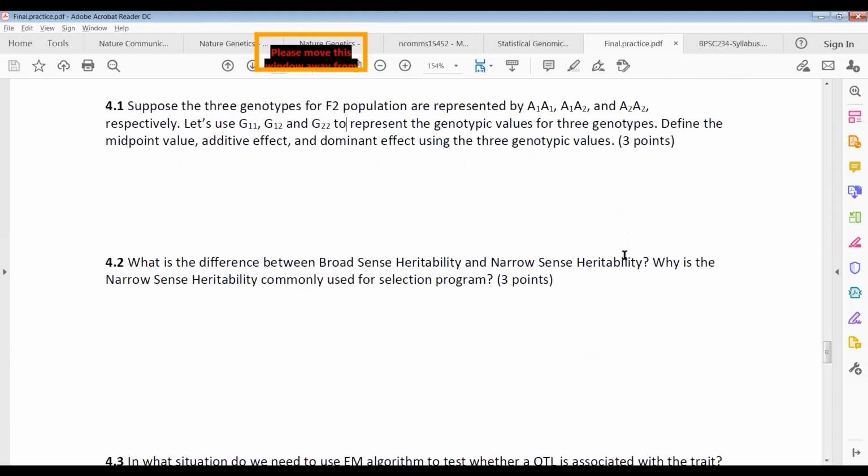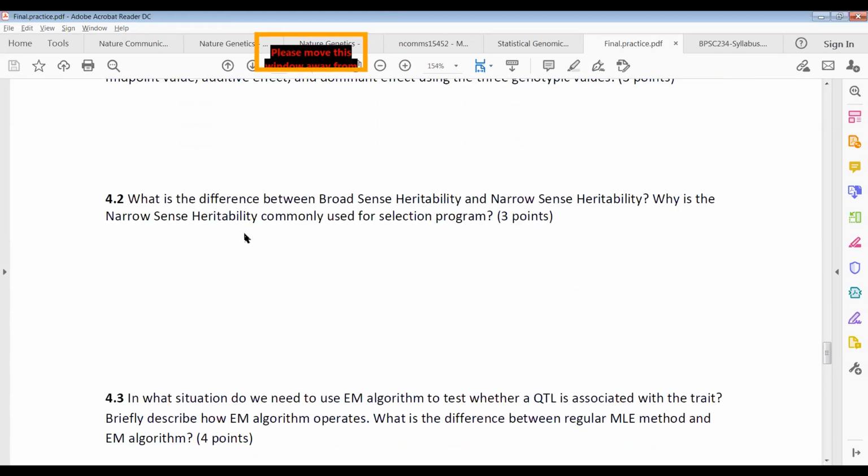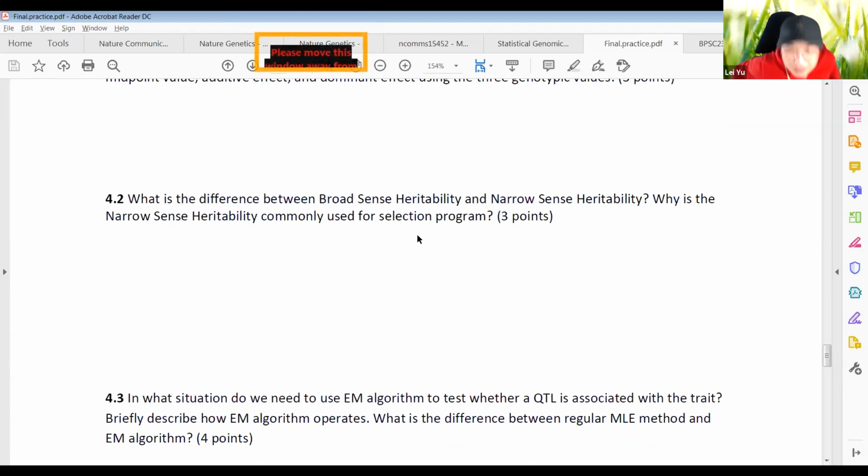Any questions? And what is the difference between the broad sense heritability and the narrow sense heritability, and why do we often use narrow sense heritability for the breeding program, for the selection program? Any questions here? I have one for sure.